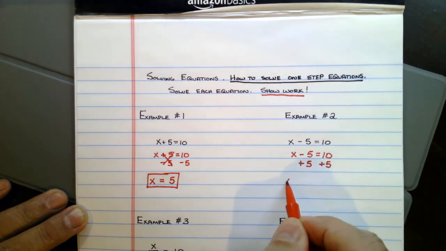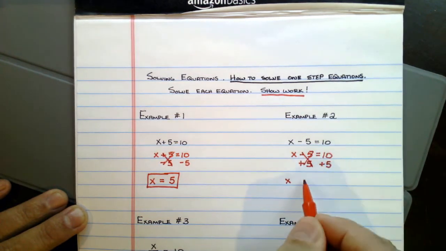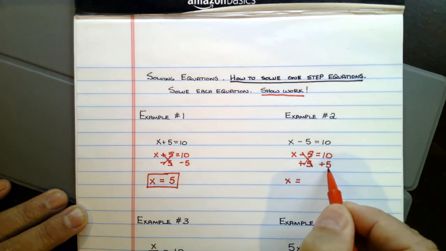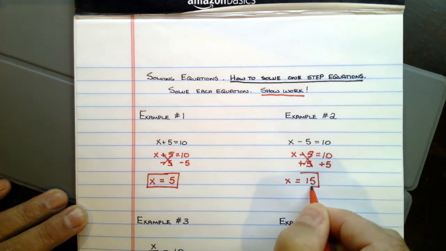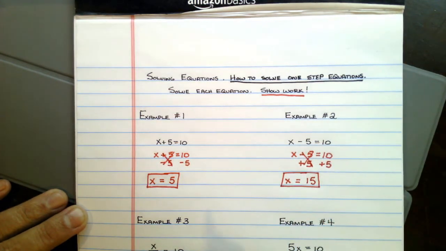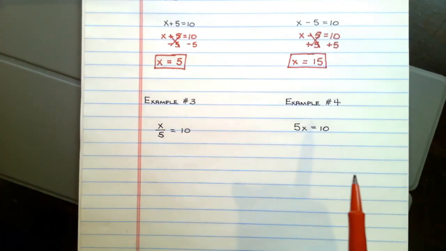I bring down my x. I combine those together. They cancel out. I bring down my equal sign. I combine these together. The signs are the same. I add, keep the sign. X is equal to 15. So we've got 4 basic operations. We've got adding, subtracting, multiplying and dividing. You look at what's happening in the equation and you do the opposite.